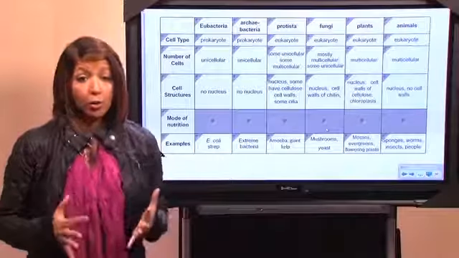Okay, so let's talk now about mode of nutrition. Do these guys make their own food, or do they eat other organisms? Well, fungi and animals are heterotrophs. We get our energy from other organisms. Plants are autotrophs. They make their own food. Since protists can be plant-like or animal-like, we'll put autotroph and heterotroph. That's true of both the bacteria kingdoms. Some do photosynthesis. Those extreme bacteria can use chemicals directly, and other bacteria are consumers and decomposers.